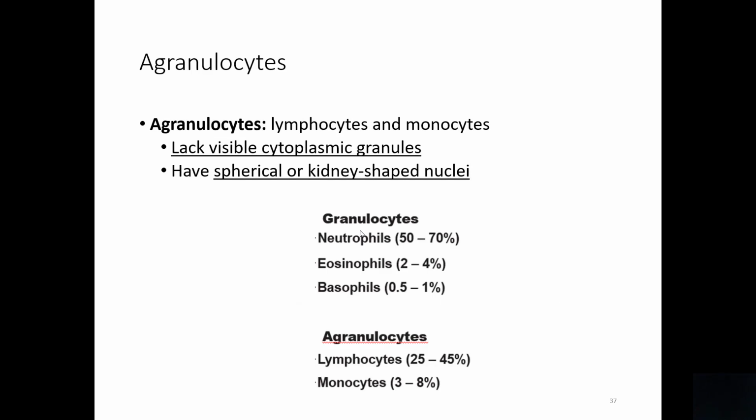Now we'll talk about agranulocytes. There are 2 types of them, lymphocytes and monocytes. When you look at them under the microscope, you will not see any granules, but you will see their nuclei that are either spherical or kidney-shaped.